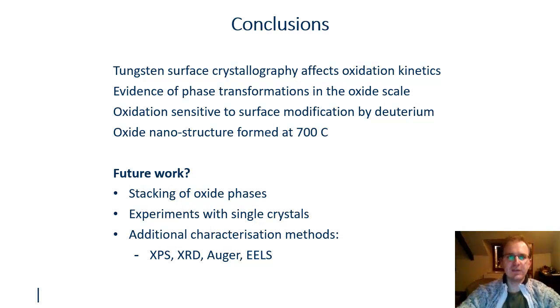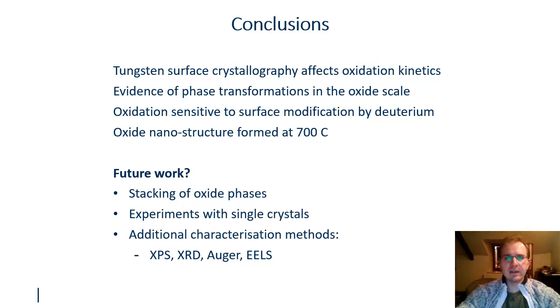We've also seen that there is evidence of phase transformation in the oxide scale occurring in real time with the oxide growth. And these phase transformations may very well be affecting the kinetics of this process, and can be responsible for the poor oxidation resistance of tungsten.